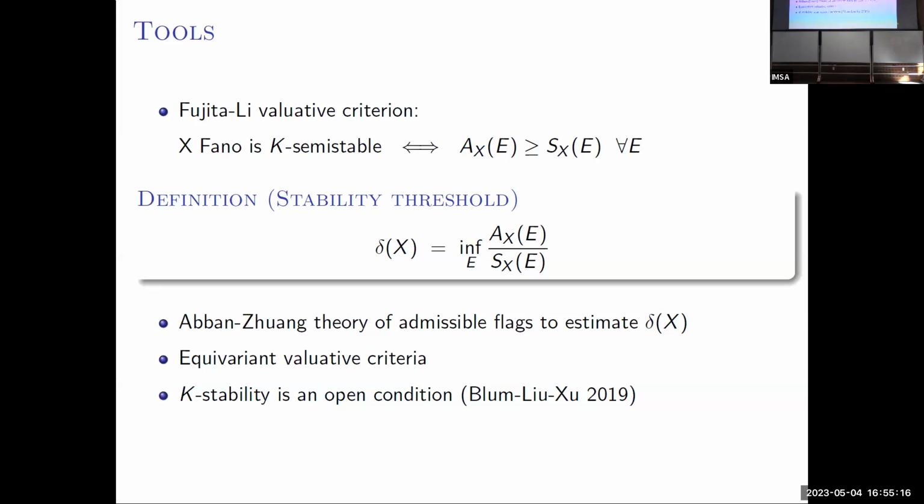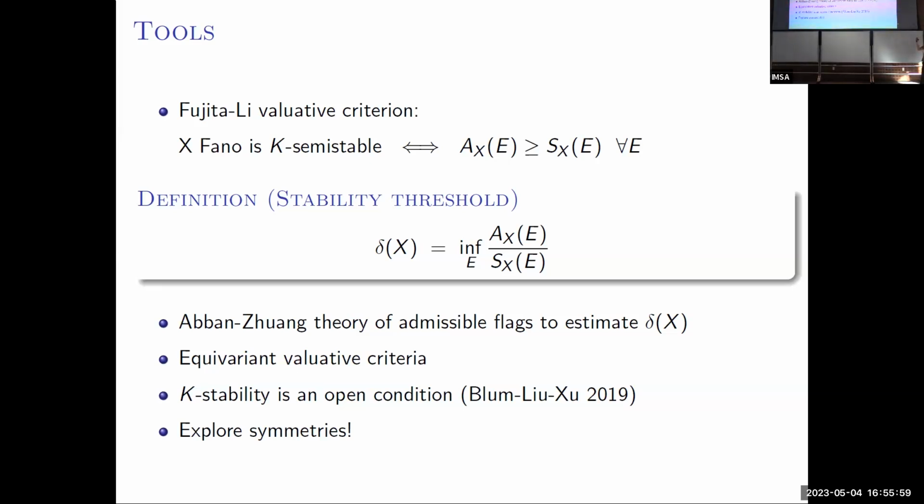Using this, what we do is explore symmetry. If we are interested in one certain family, instead of trying to prove that an arbitrary member of this family is stable, we find one with many symmetries. Then, because we have this equivariant valuative criterion, there is less to check, and it is easier to prove that this one model with many symmetries is stable. And then we use the openness of K-stability to conclude that a general member in the family is stable.